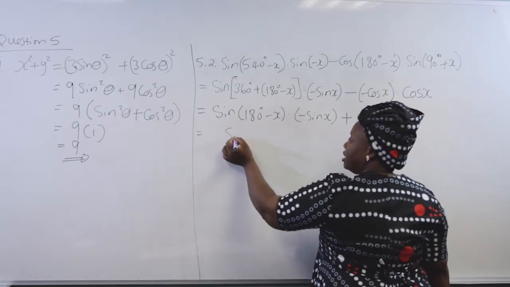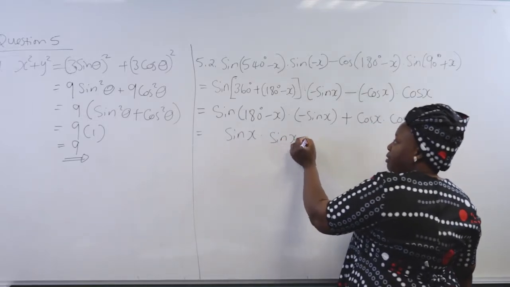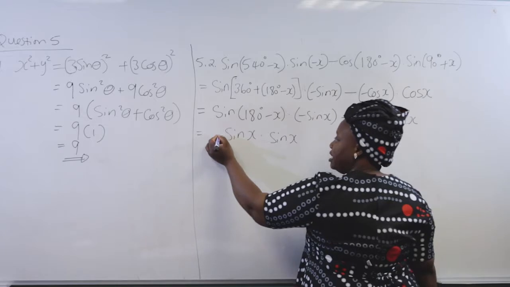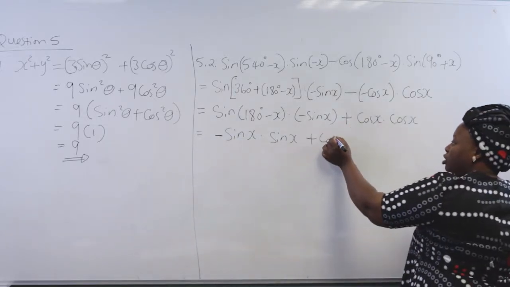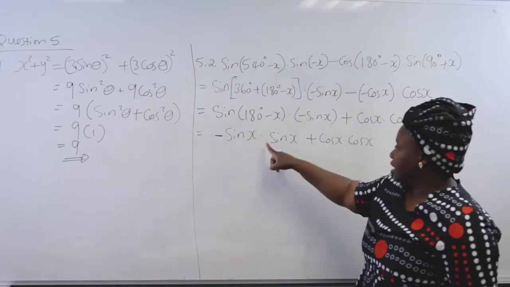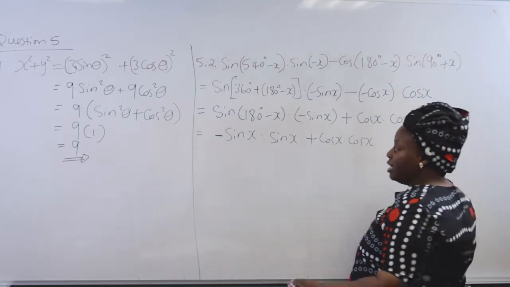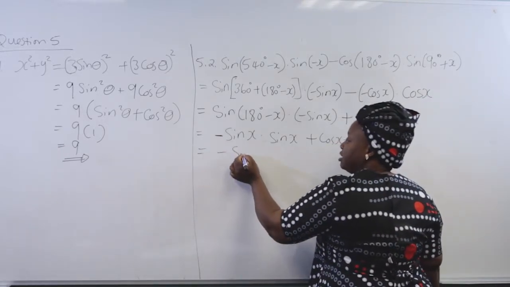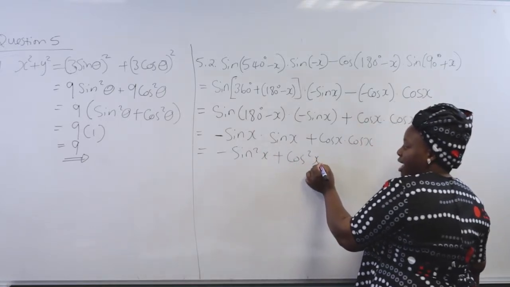So we're going to put our sine x multiplied by the sine x. Remember there's a negative, so we're going to put our negative there so that we can remember. And this plus cos x times cos x. If you look at it, this is sine x, we can make it sine squared x. This we can make it cos squared x. So let's do that. This is negative sine squared x plus cos squared x.